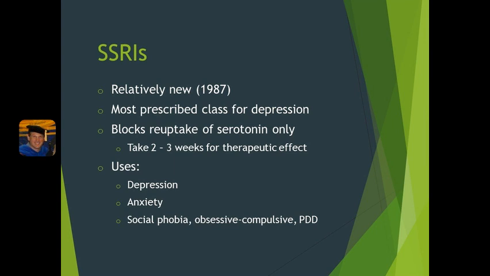So they block the reuptake of serotonin only, which is why they're called selective serotonin reuptake inhibitors. Now, it takes about 2 to 3 weeks before they begin to take therapeutic effect, and it can take up to 2 months for them to reach maximal effect. They can be used in addition to depression. They can also be used for anxiety, social phobia, obsessive compulsive disorder, and PMDD, which is premenstrual dysphoric disorder, better known as PMS.